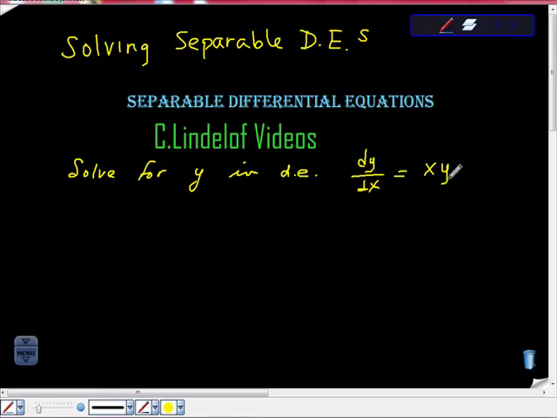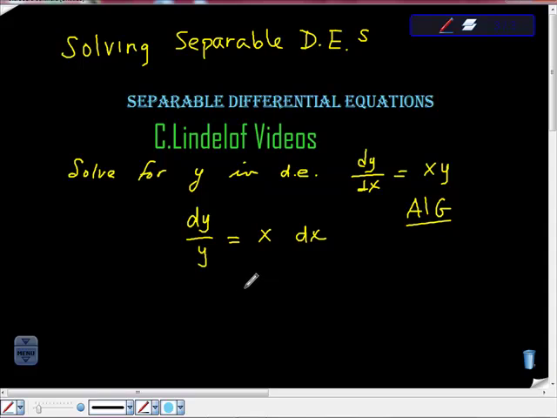I'm going to divide both sides by y, and I'm going to multiply both sides by dx. I'm going to end up with this separated differential equation that reads dy over y is equal to x dx. So hopefully you can see that all I did here was apply some algebra. It's just intermediate or basic algebra. It's not even the most difficult algebra, but you have to think to do it.